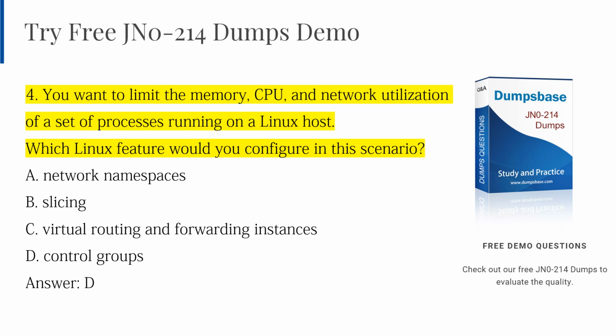4. You want to limit the memory, CPU, and network utilization of a set of processes running on a Linux host. Which Linux feature would you configure in this scenario? A. Network namespaces. B. Slicing. C. Virtual routing and forwarding instances. D. Control groups. Answer: D.